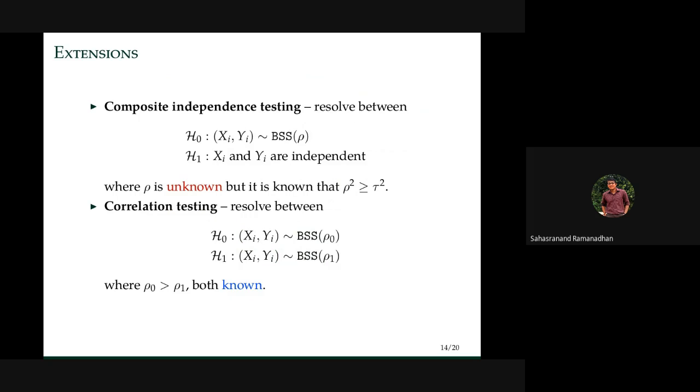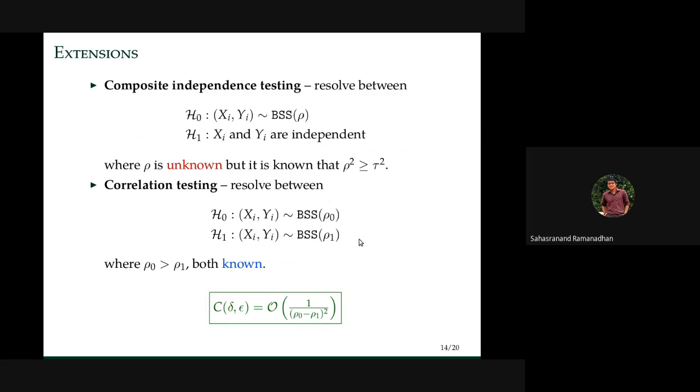Another extension is that we want to test between two correlations, say either (xi, yi) are distributed as BSS rho 0 or rho 1, where both of these are known. Now how do we test between these? What is the communication needed for that? So again, we can show that the communication is of the order 1 by (rho 0 minus rho 1) whole square. So if you substitute rho 1 equal to 0, you get back the original result that we had.